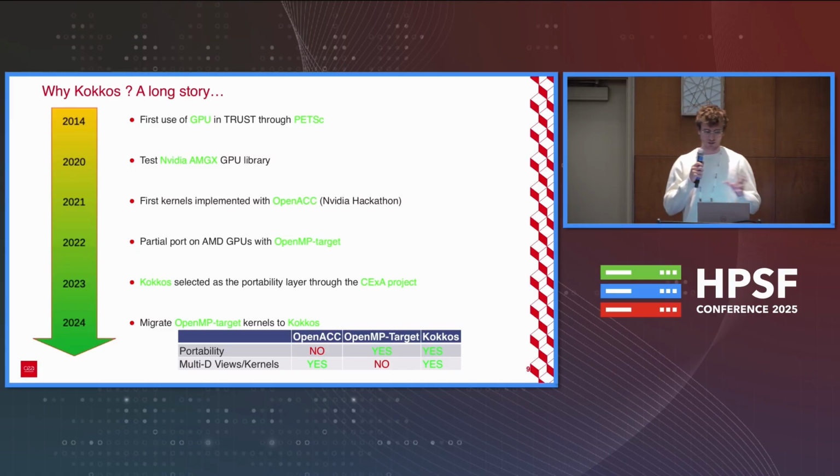And so the reason why we chose Kokkos over the two other programming models is that, first of all, there is more support locally in CEA thanks to the CExA project, but also it gives us portability to all the different architectures and also native multi-dimensional views and kernels.